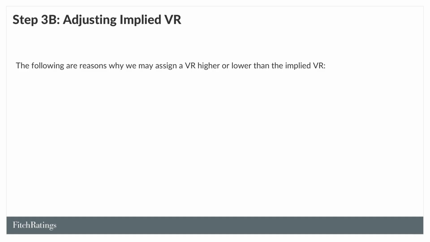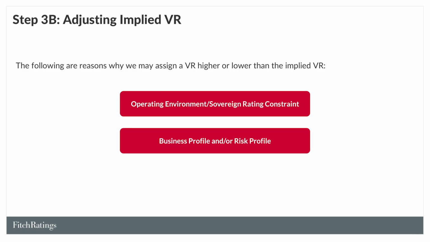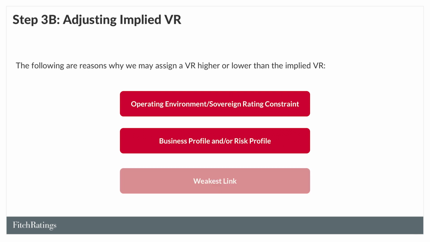Fitch then considers whether the implied VR should be adjusted to arrive at the final VR. There are 3 possible reasons. Fitch can assign a VR lower than implied, where we think the implied VR is too high, relative to the operating environment score or the sovereign rating. The implied VR can also be adjusted if Fitch believes that business profile or risk profile should have a stronger impact on the VR than the weighting would suggest.